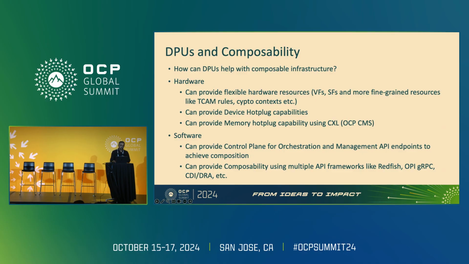Software-wise, once you have hardware that is composable, you need a software framework that can help any orchestrator hit these management API endpoints to achieve the composition it's looking for. DPUs can run multiple frameworks. As of today, we have DPUs running Redfish, OPI, gRPC, and CDI, DRA, which is vendor specific.